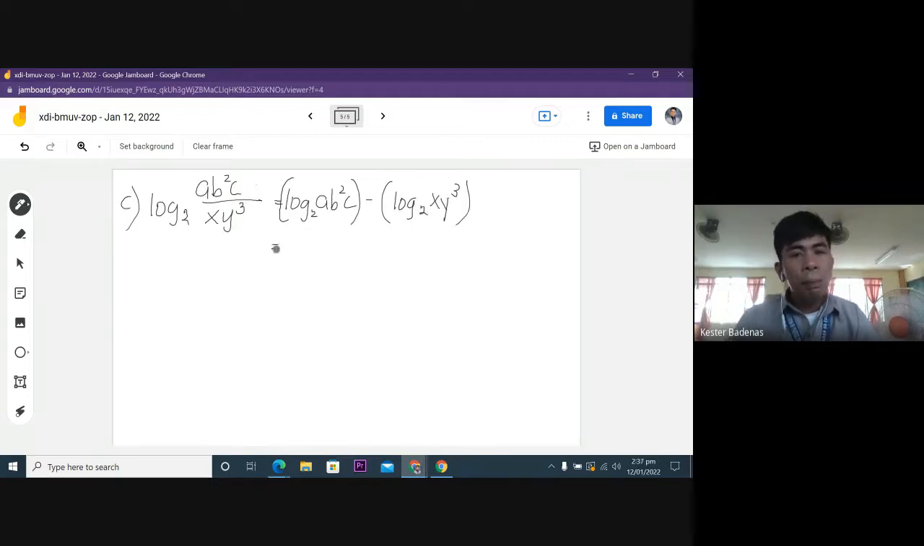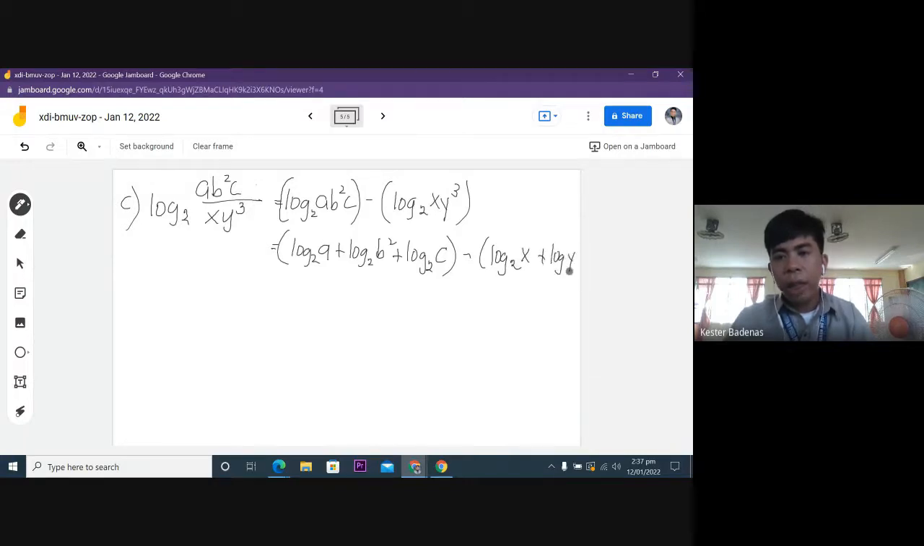Ayan. And then apply product rule. So we have logarithm of a with the base 2 plus logarithm of b squared with the base 2 plus logarithm of c with the base 2 minus logarithm of x with the base 2 plus logarithm of y cubed with the base 2. Ayan, di na nagkasya. So, liitan na sulat.